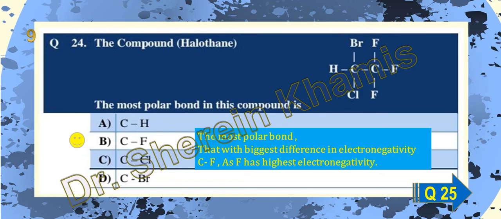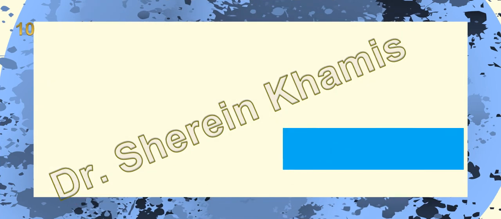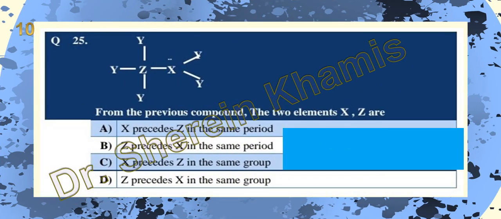Okay, let's go to the last question of our choices, question 25. Question 25 says that from the previous compound, the two elements X and Z are, okay, we have element X and element Z. Element X carries one lone pair and element Z makes four bonded pairs, so we have 8 electrons, but X makes 3 bonded pairs and 1 lone pair.